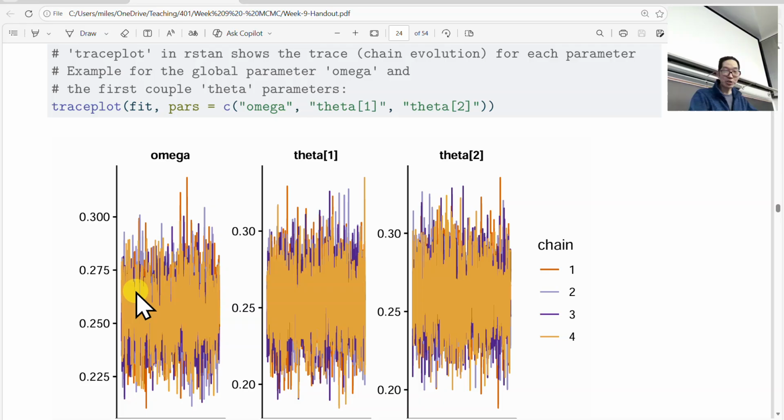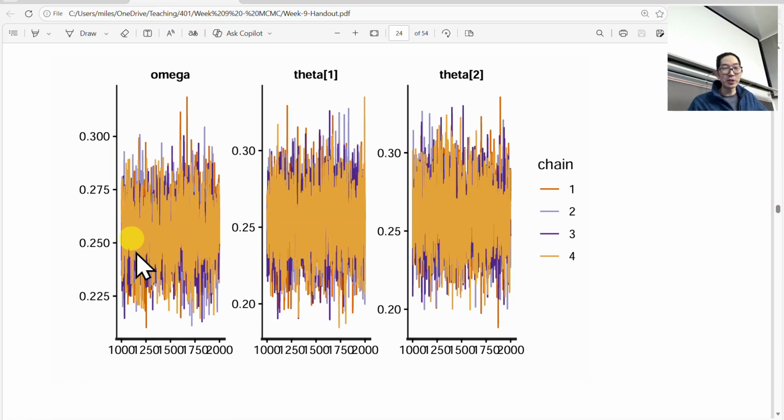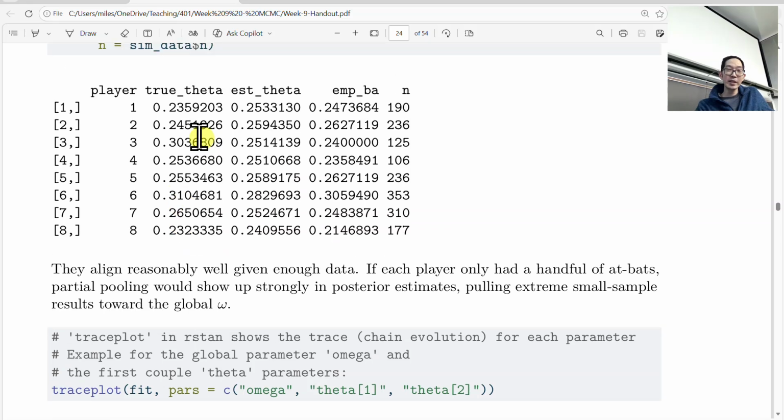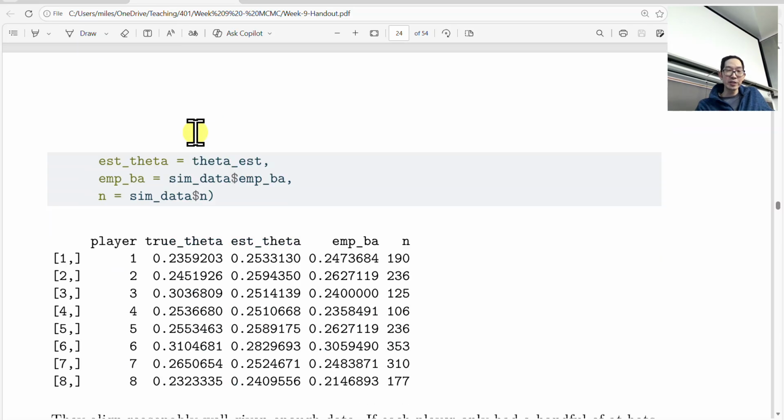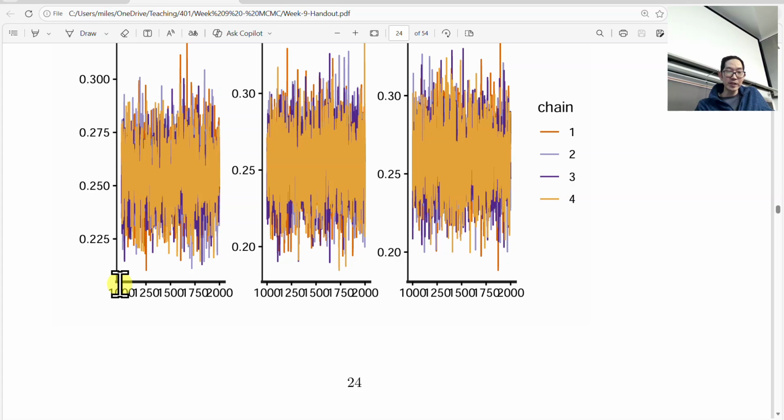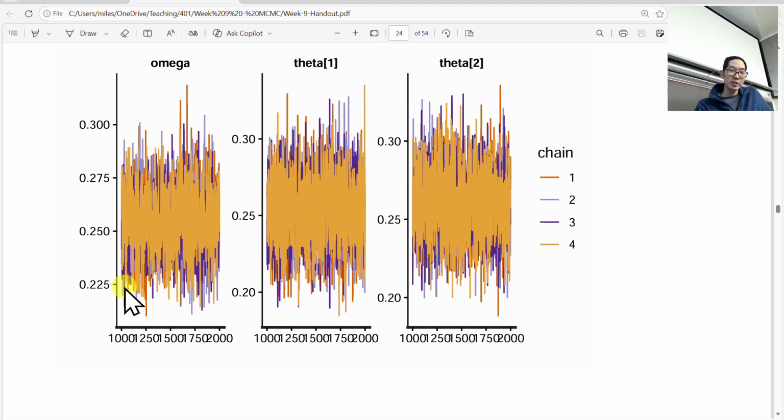The trace plots here, this just looks like random noise, but it's the different values that are being generated to form this distribution. So this is values from 1,000 to 2,000, and we see it hopping around, but it's showing that the values it's generating are mostly between 0.225 and 0.30, with a strong concentration, at least for omega, between 0.25 and 0.275.